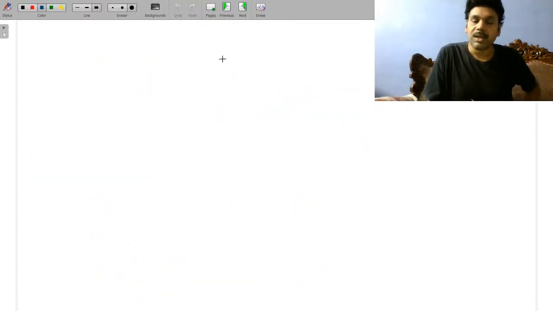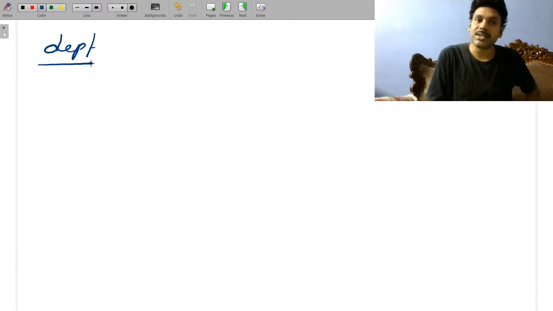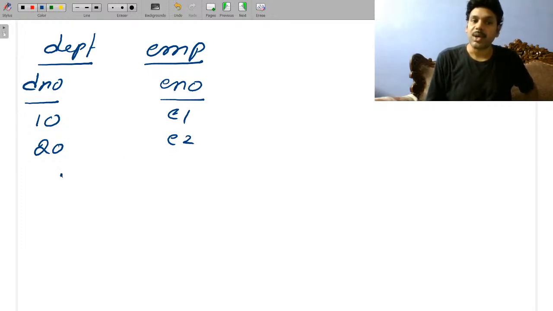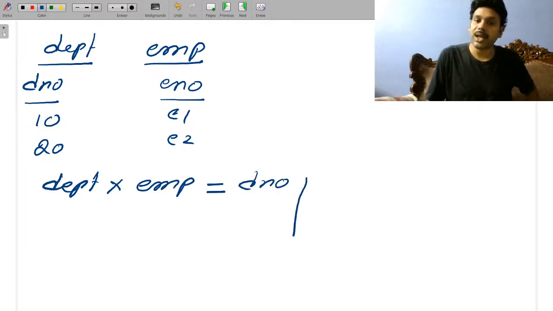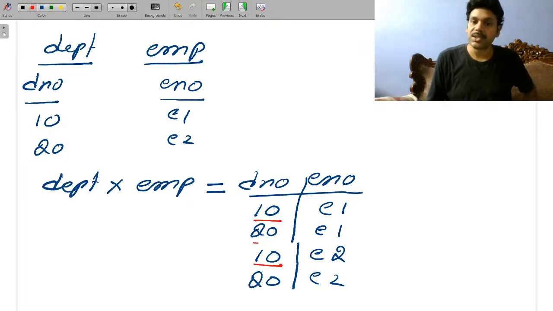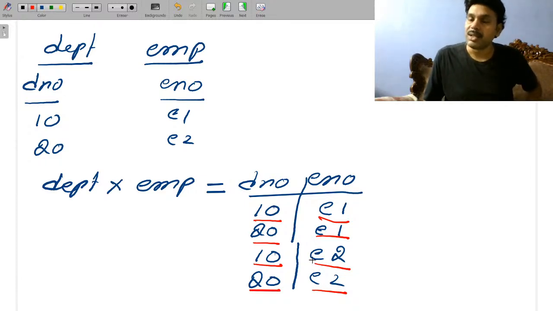Now come here. There is a department instance and an employee instance. The department numbers I am having are 10 and 20, and the employee instance has employee numbers E1, E2. What is department cross employee? You are going to get DNO and ENO. Your combinations are 10 E1, and 20 E1 will come once again. 10 E2 is going to map, 20 E2 is going to map. Therefore, what do we understand? We are going to see some kind of duplicity in your representation of sharing of data. So in order to avoid this duplicity, there is a requirement of what?